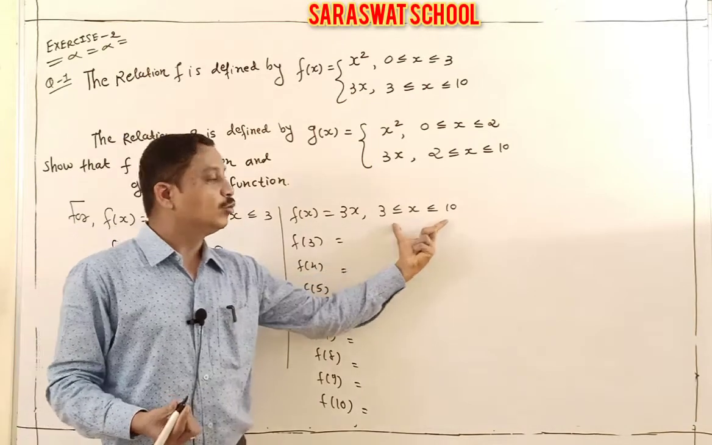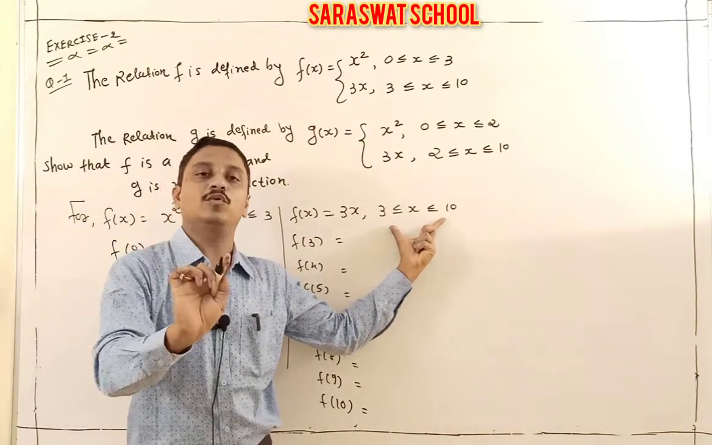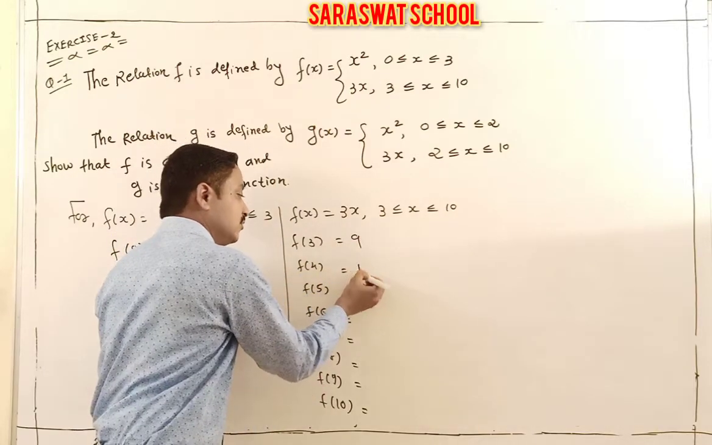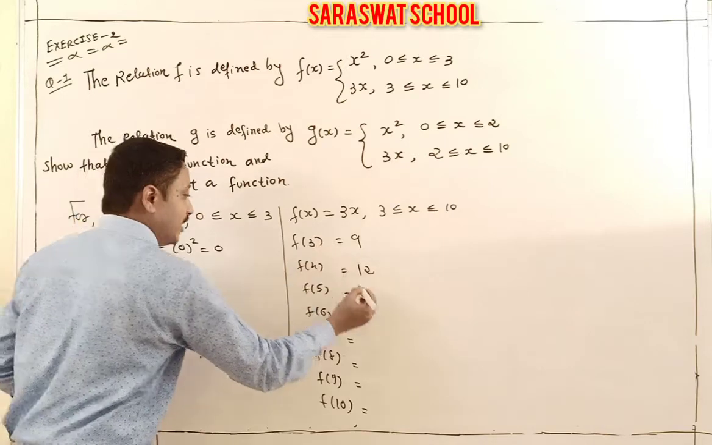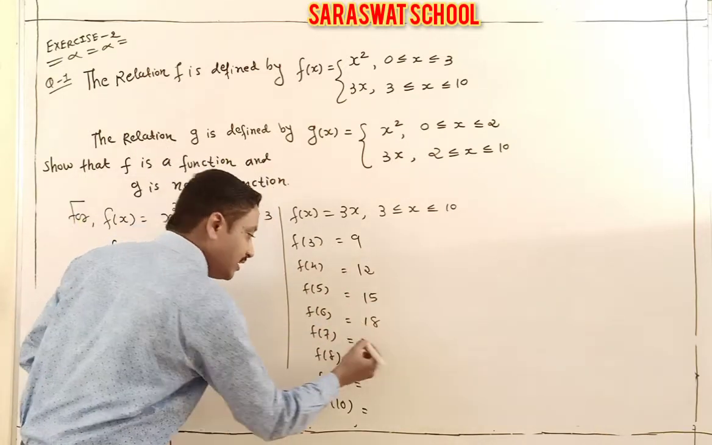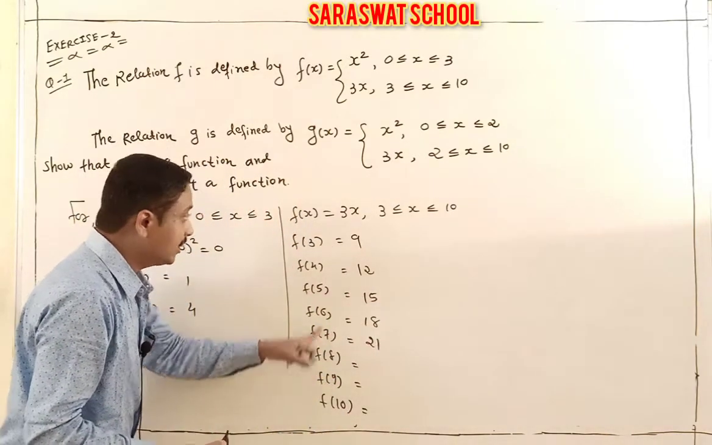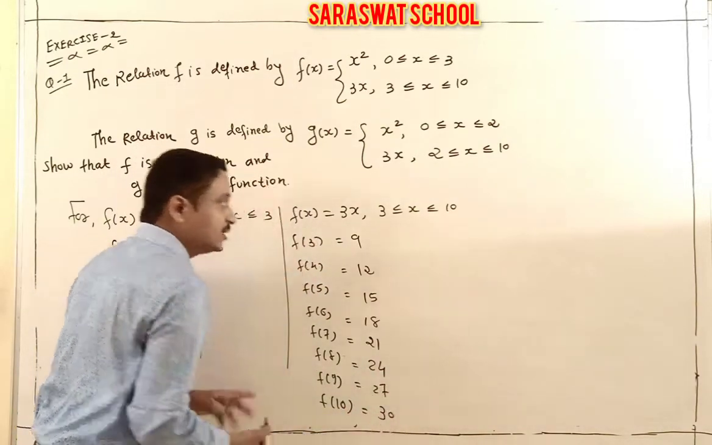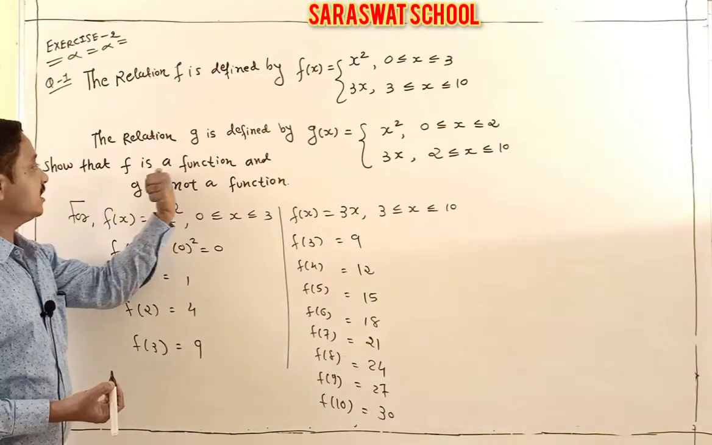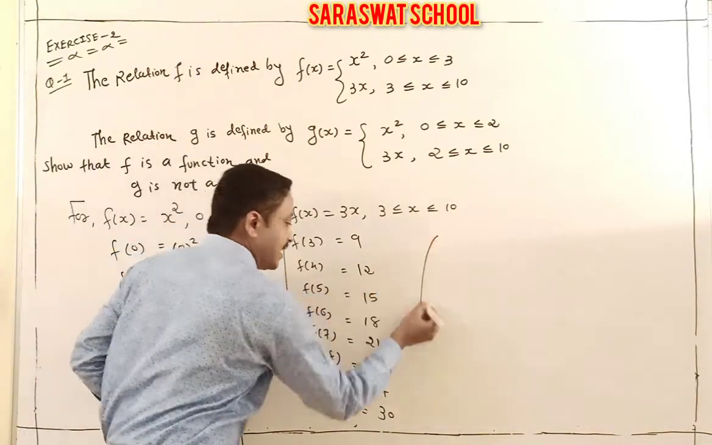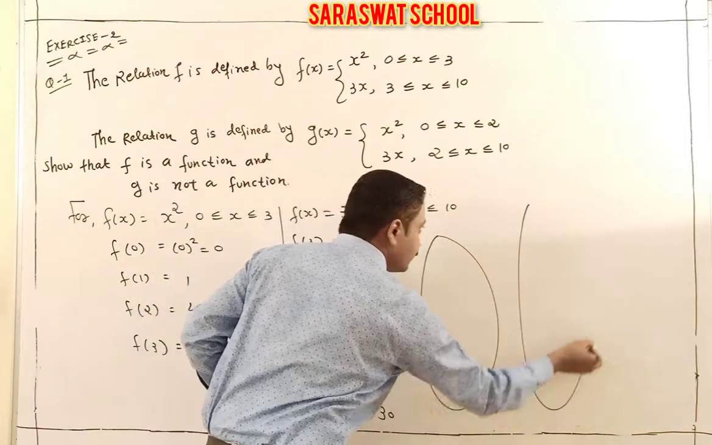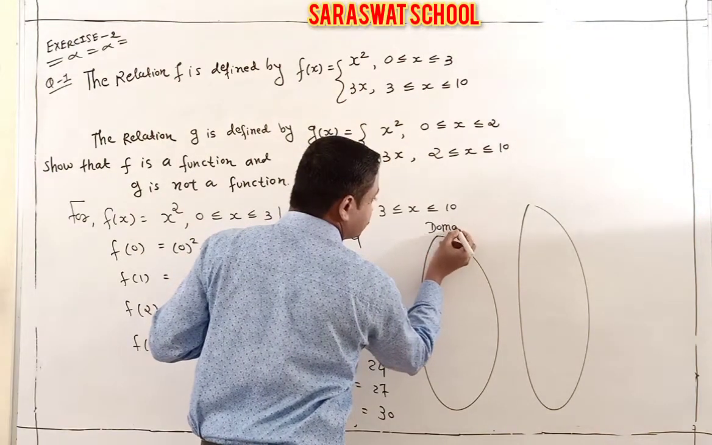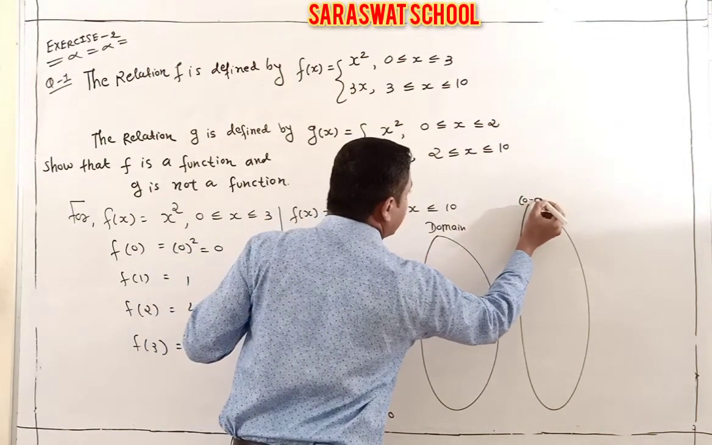Because my domain is 3 less than or equal to x less than or equal to 10, 3x will apply. So 3 3s are 9, 4 3s are 12, 5 3s are 15, 6 3s are 18, 7 3s are 21, 8 3s are 24, 9 3s are 27, and here 30. Now I am checking whether it is a function or not. First of all, here domain and here codomain.